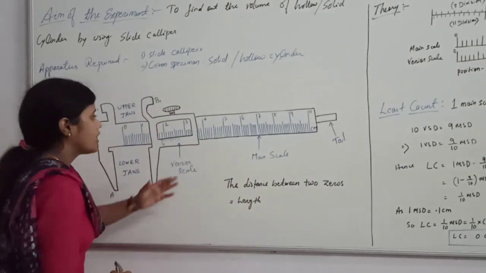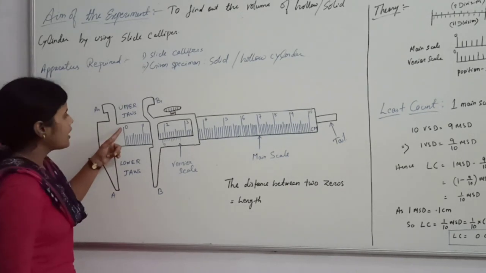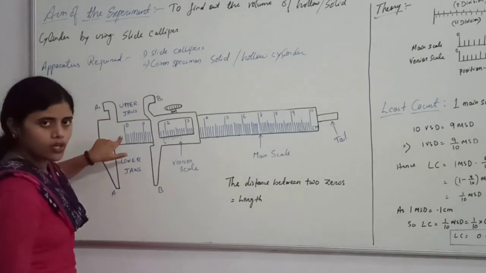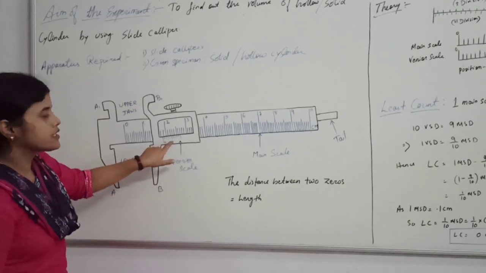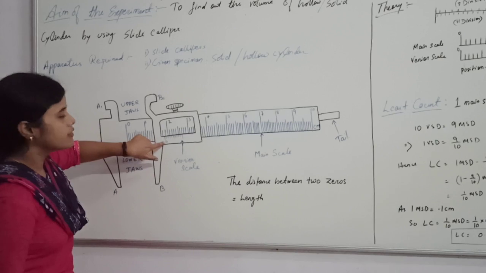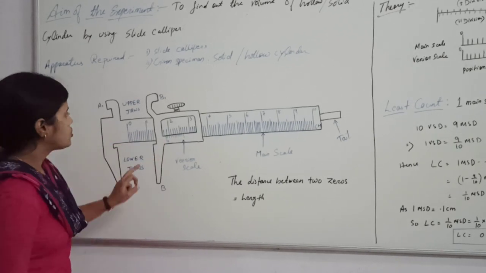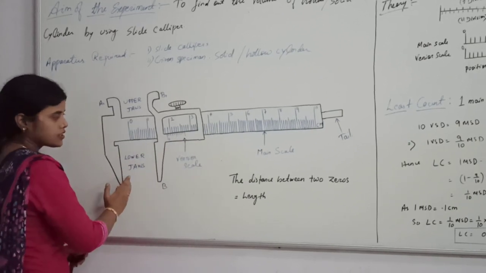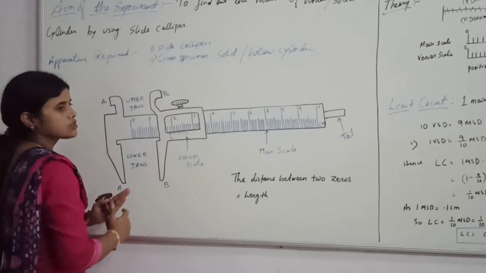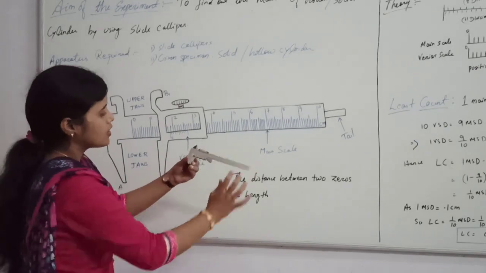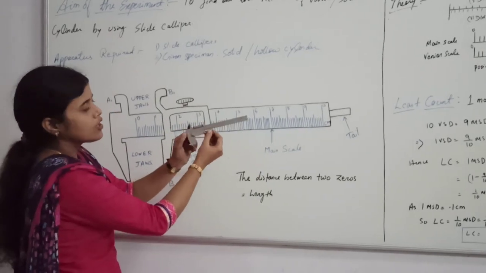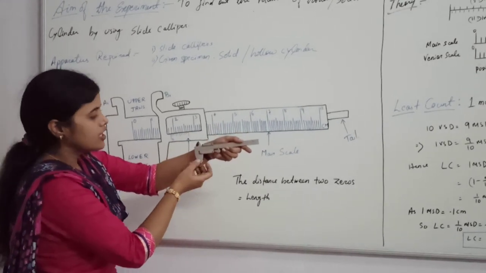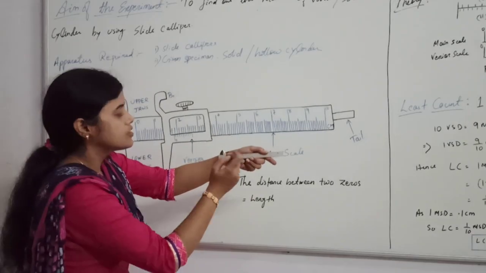You can see in the main scale, it started with the 0 line. This 0 indicates that this line is called the 0 line. Here also in the vernier scale, you see the first line is started with a 0, that is called the 0 line. So, as you know, this jaw is movable and this jaw is fixed. When you completely close both the jaws, just like this, that means no object is placed in between the jaw. That means the length is 0.